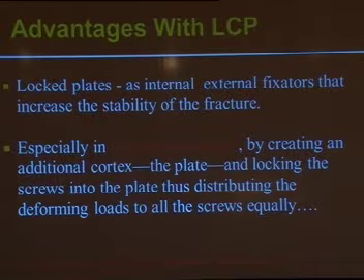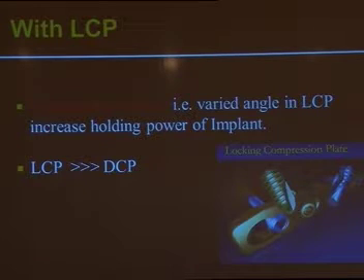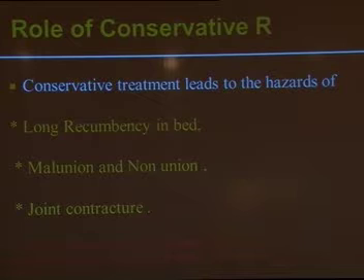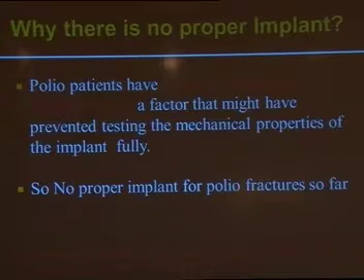The advantage with the LCP is that it creates an additional cortex, and by locking the screw in the plate, it distributes the deforming loads onto all the screws equally, and it also gives a triangulation effect. So the locking compression plate has much more advantage in polio-affected limbs. The role of conservative treatment, long recumbency in bed, malunion, non-union and joint contracture are more hazardous in polio patients. And why is there no proper implant? Polio patients have decreased deforming muscle power, a factor that might have prevented testing the mechanical properties of the implant fully. So there is no proper implant for polio fractures so far.